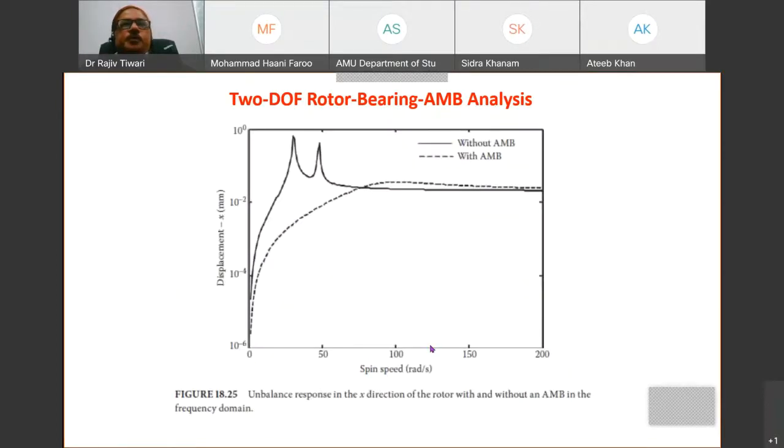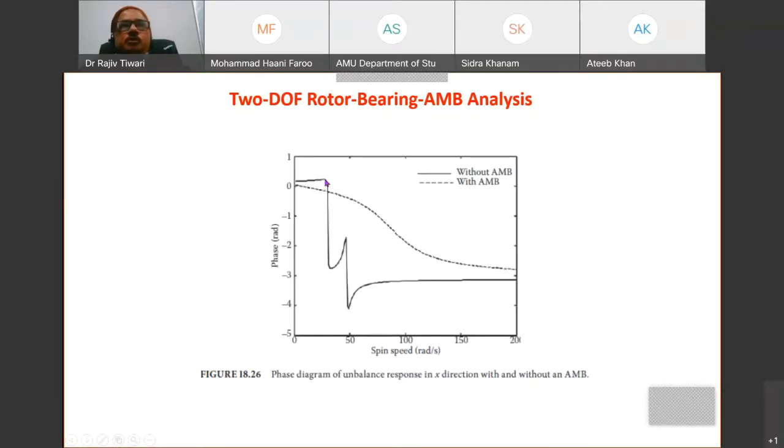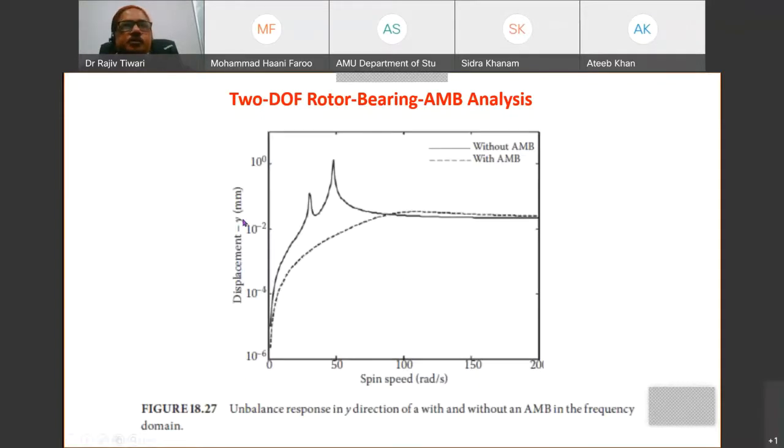Similarly, we can obtain. So now, because this is a 2 degree of freedom system, cross coupled terms are there. So there are two critical speeds. When we don't have the AMB, there will be two resonances, but with the AMB, we could eliminate both of them here. In the phase plot also you can see this is the first resonance, second resonance, but with AMB we don't have that much phase change. That was in the X direction. This is in the Y direction, because both critical speeds will be visible in both directions, X and Y.